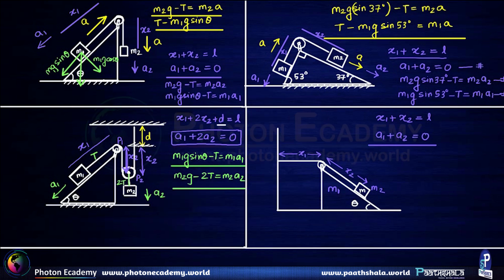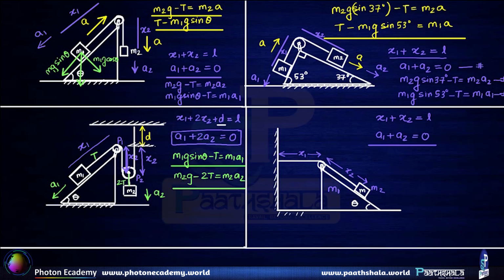So since the wedge can move towards the left or right, the distance of the wedge from the rigid support, which is the left hand side wall, has to be taken as a variable distance. So the mass of the wedge I am assuming to be m1.